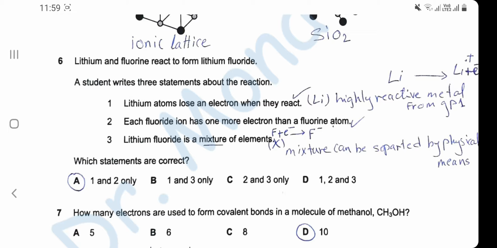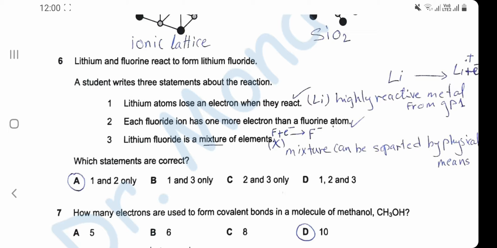So this is right. Each fluoride ion has 1 more electron than the fluorine atom. This is also right, because fluorine in group 7 tends to accept 1 electron to form a negative ion with minus 1 charge, so it has 1 more electron than the atom.